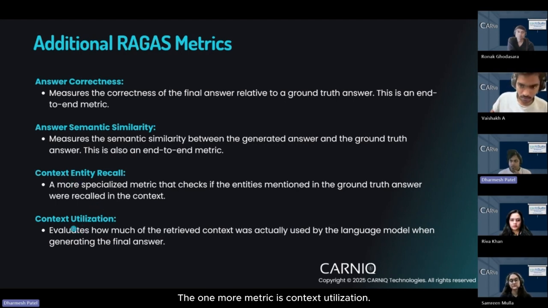One more metric is context utilization. This will evaluate how much of your retrieved context was actually used by the language model while generating the final answer. Now all these metrics will rate between 0 to 1 and give you the final score.